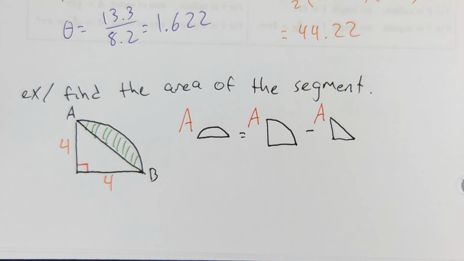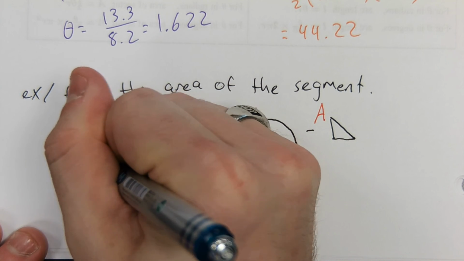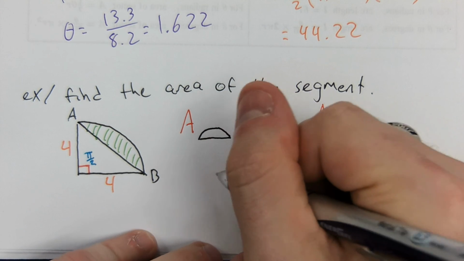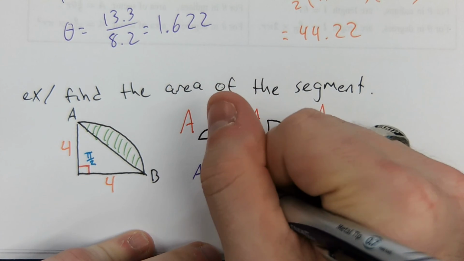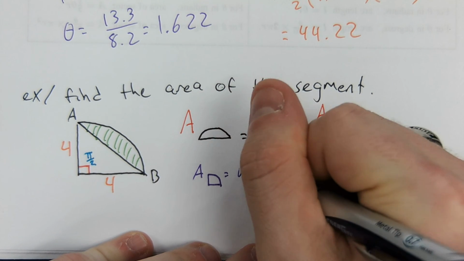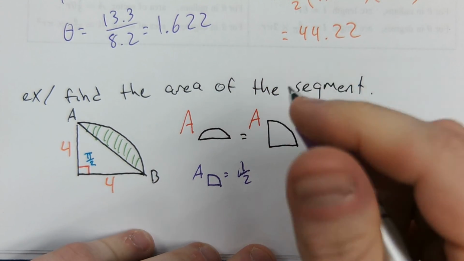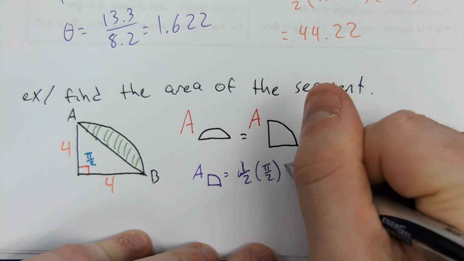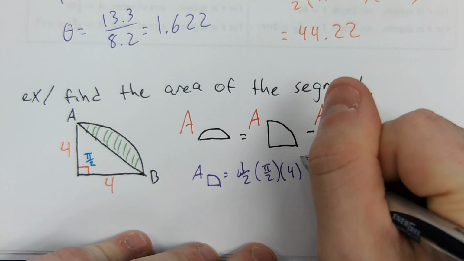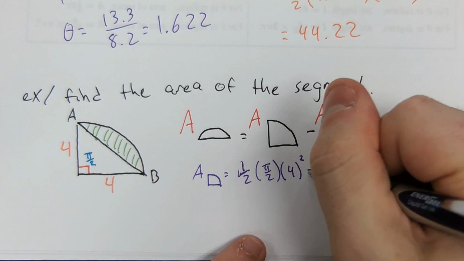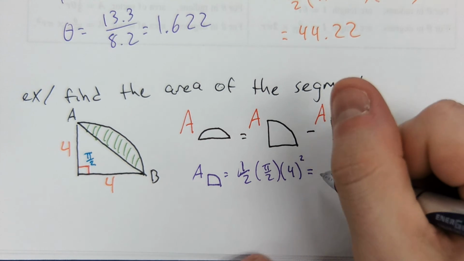It's pi over 2. So this is pi over 2 radians. My area then for my sector is 1/2 theta r squared. That's going to give me 16 divided by 4. It's going to be 4 pi.